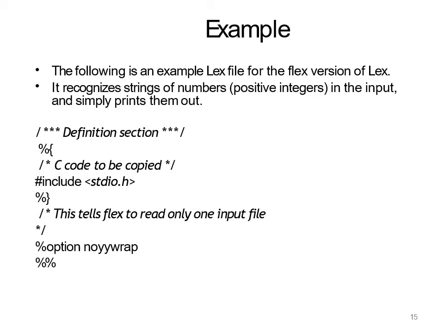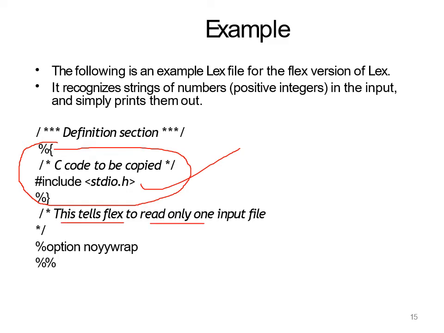If we talk about the definition section, it is where we define the header file. This tells Flex to read only the input file. We may use another header file over here, like conio and so on.